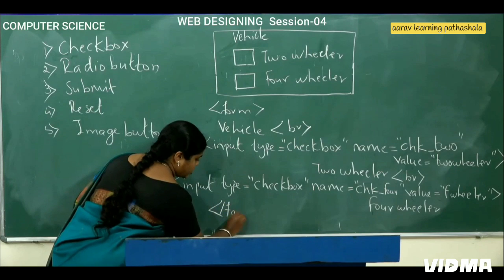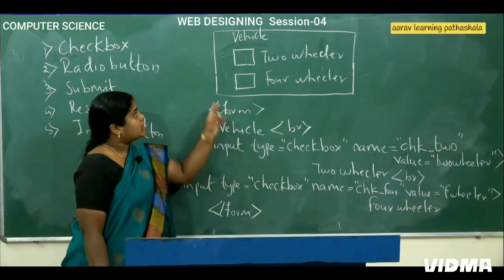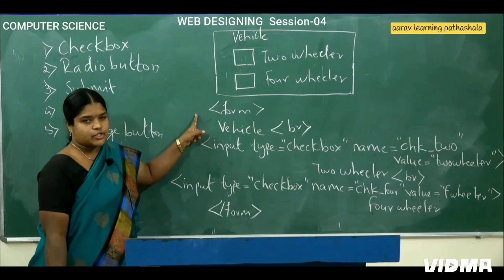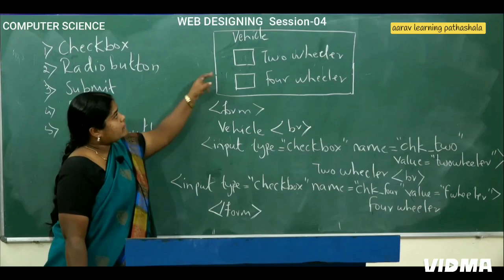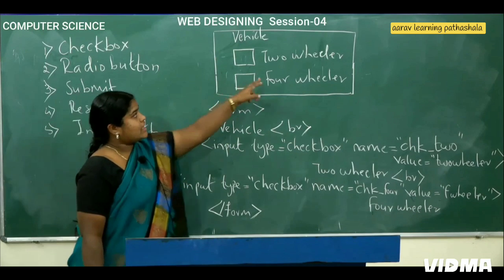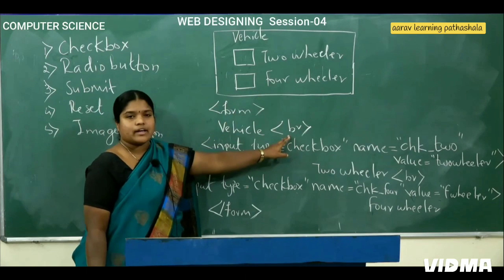So after this the form has to get closed. So /form. I hope it is understood. So as we are talking about form elements, the form tag has to come. Within this particular form we need this label. So label is there. Then in the next line these two form elements are displayed. So here one BR tag has to come.